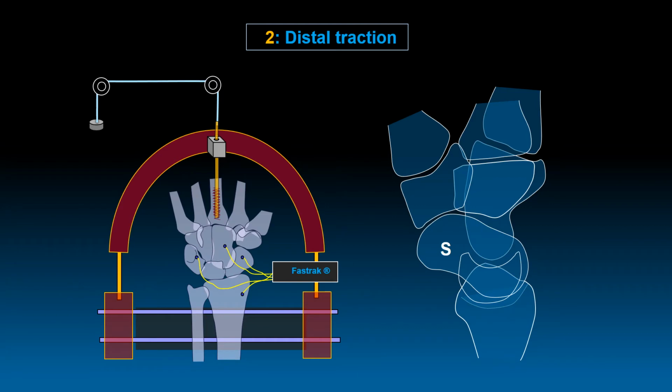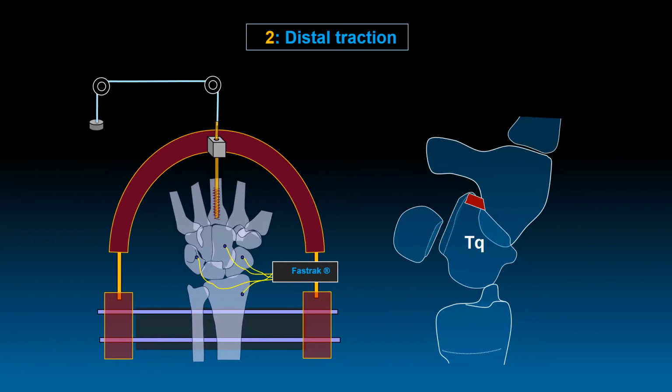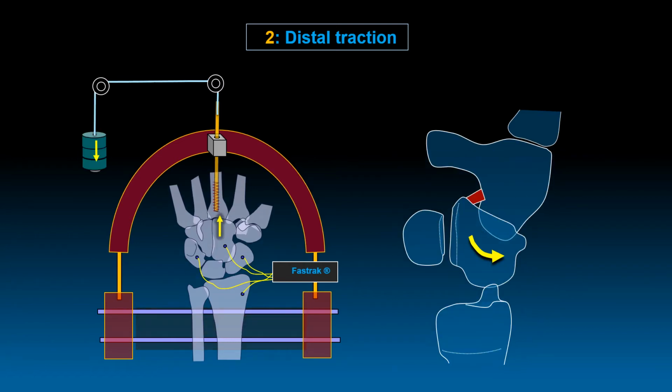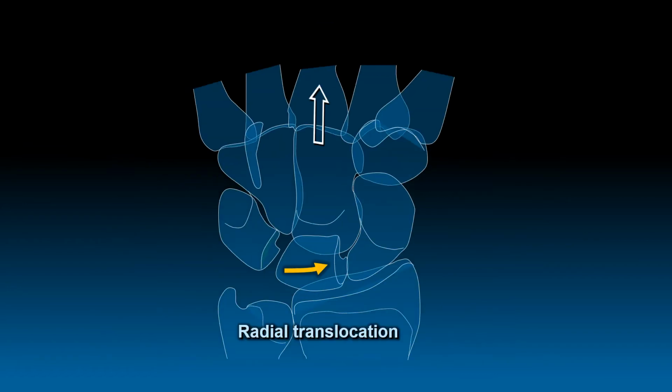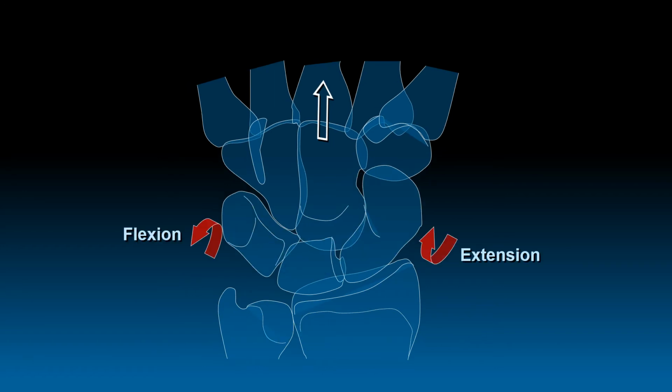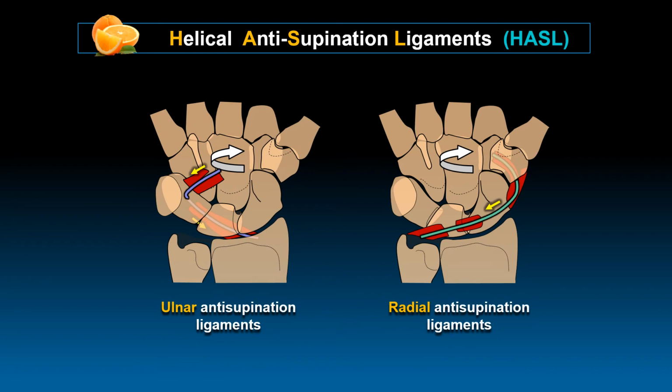What happened when there was not a compression but a distraction force applied to the third metacarpal? The scaphoid consistently extended, whereas the triquetrum went into flexion, just the contrary of what we found for the axial compressive load. In that case, the wrist was dragged towards the radial side, the scaphoid was extended, the triquetrum flexed, and the distal row rotated into supination.